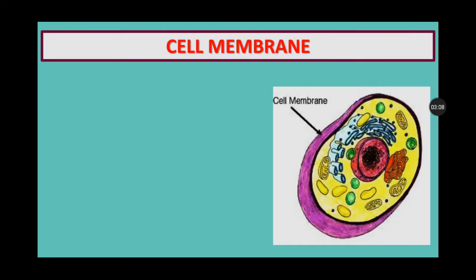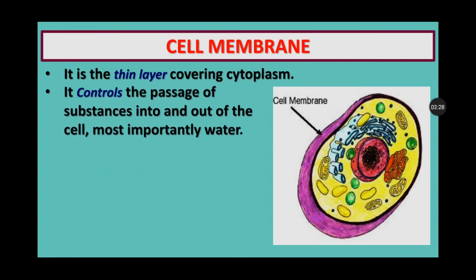The first component of an animal cell is cell membrane. It is a thin layer covering the cytoplasm of the cell. As you can see in this picture, this purple color boundary which is covering the whole cell is known as a cell membrane. Its function is that it controls the passage of substances into and out of the cell. Most importantly, it controls the passage of water molecules.